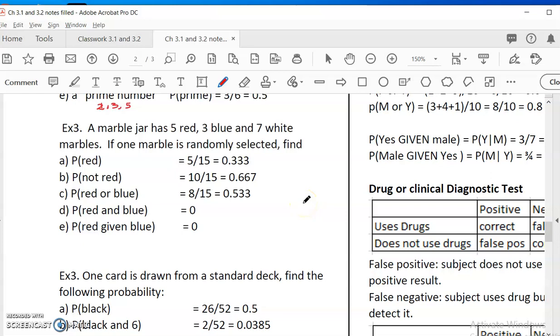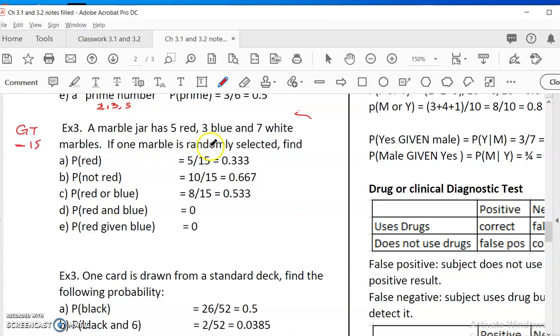So let's practice more and, or. So it's the marble jar things again. I have 5 red, 3 blue, and 7 white marbles. So the grand total is what? Grand total is 3 plus 5 plus 7. So that is 8 plus 7 is 15.